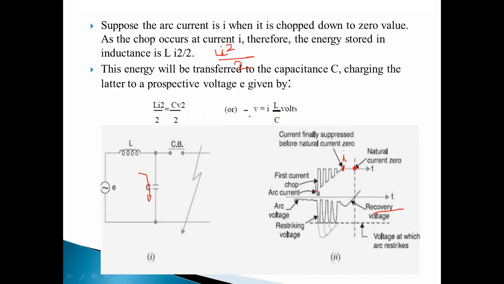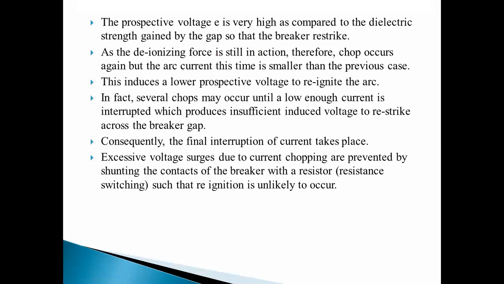Okay, then the prospective voltage E is very high as compared to the dielectric strength gained by the gap, so that the breaker restrikes. So this prospective voltage is higher than the dielectric strength. म्हणजे आपल्याला माहिती आहे, जर ट्रिपल आर व्ही is more than the dielectric strength, then your circuit breaker will restrike.